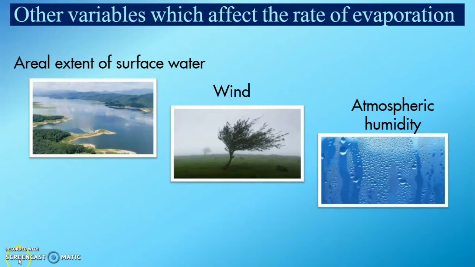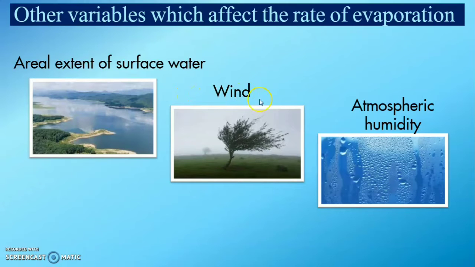Children, the other variables which affect the rate of evaporation are, first, areal extent of surface water. Children, areal extent of surface water is an important factor which affects the rate of evaporation. So, if the surface water is more, the rate of evaporation is more. And if the surface water is less, the rate of evaporation is less. So, they are proportional to each other. Is it clear?